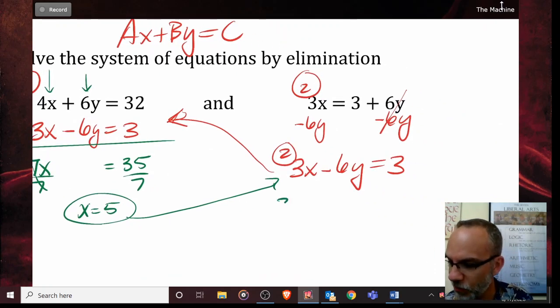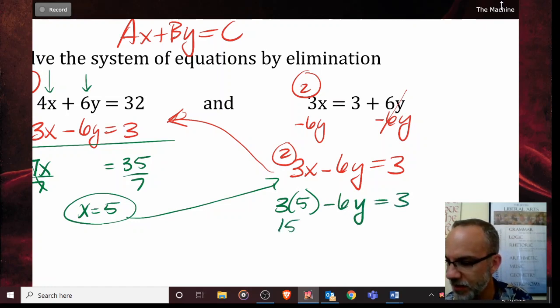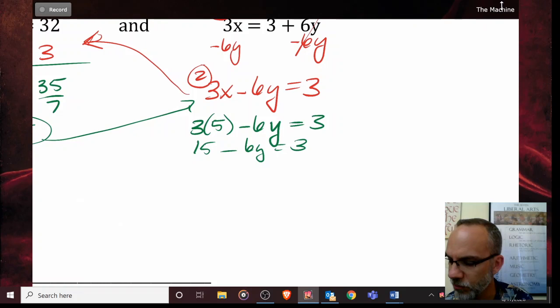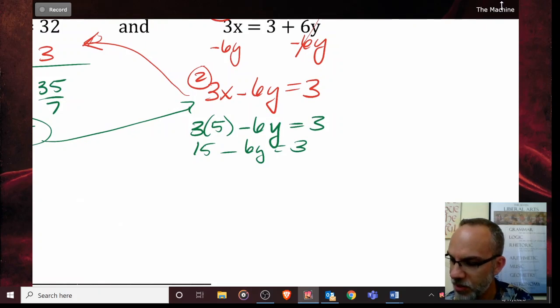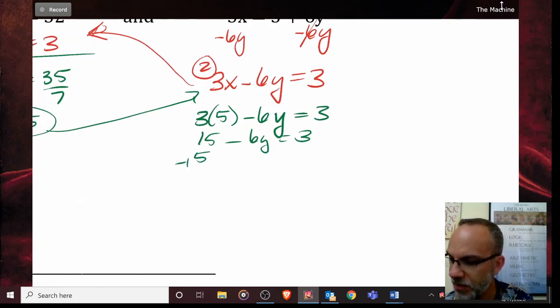So it's going to be 3 times 5 minus 6 times y is equal to 3. Okay, 15, whoops, not equal, subtract. I'm getting so excited I'm not paying attention too much here. 15 minus 6y is equal to 3. And so minus 15 and minus 15, negative 6y is equal to, what's that, negative 12?